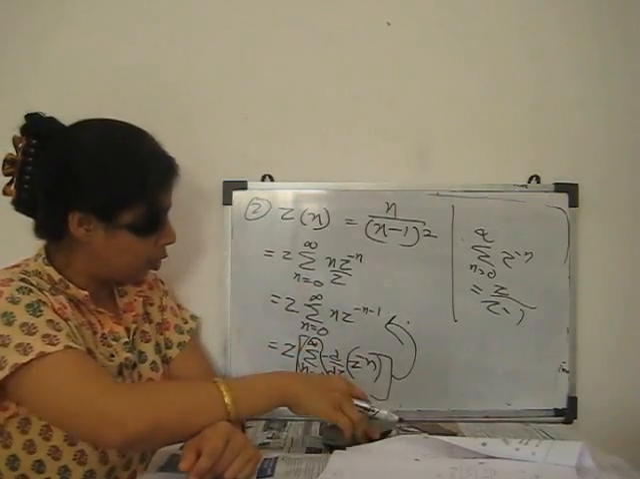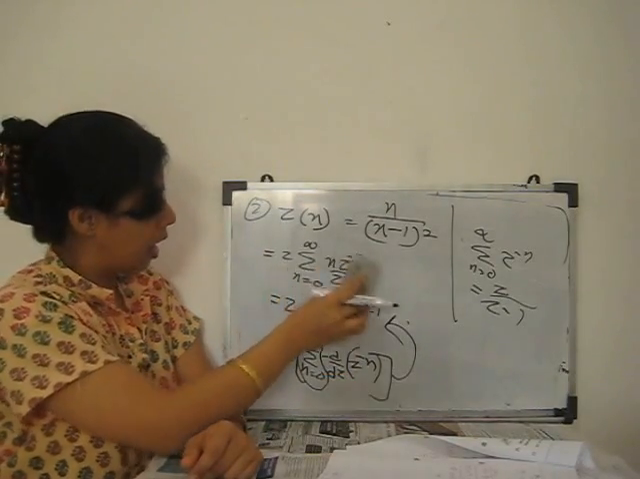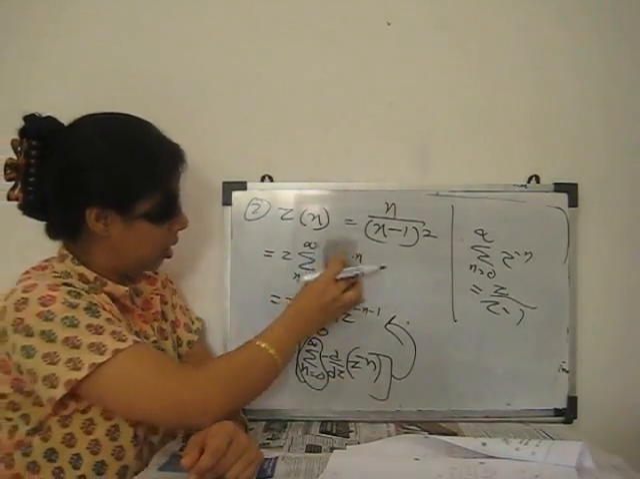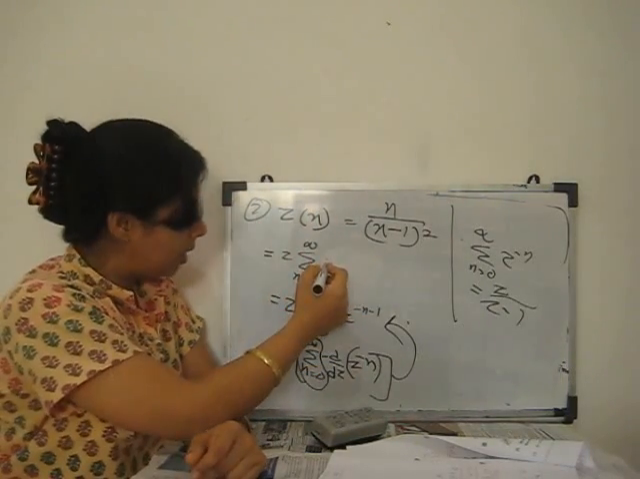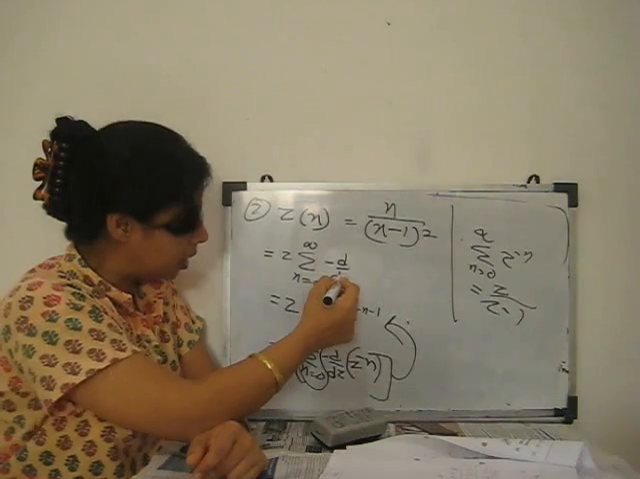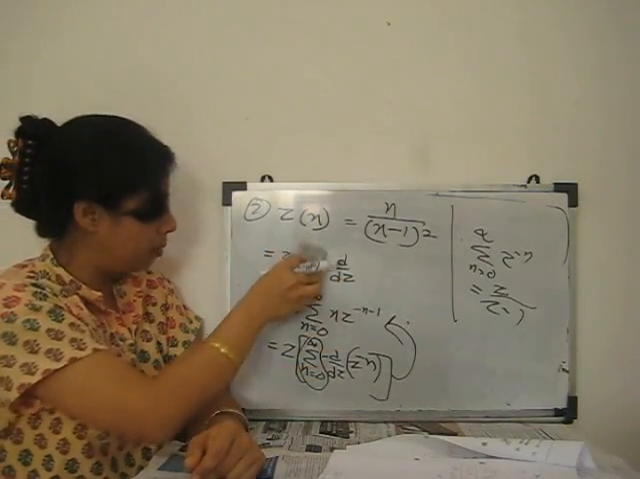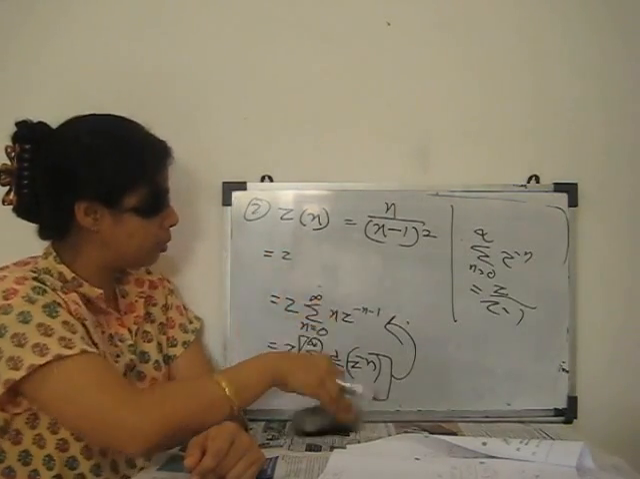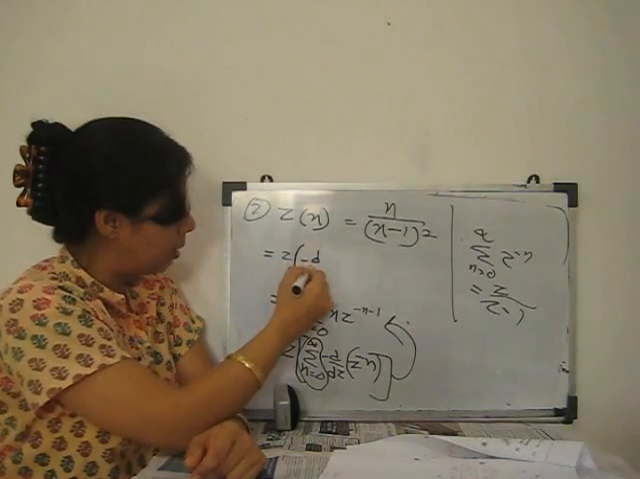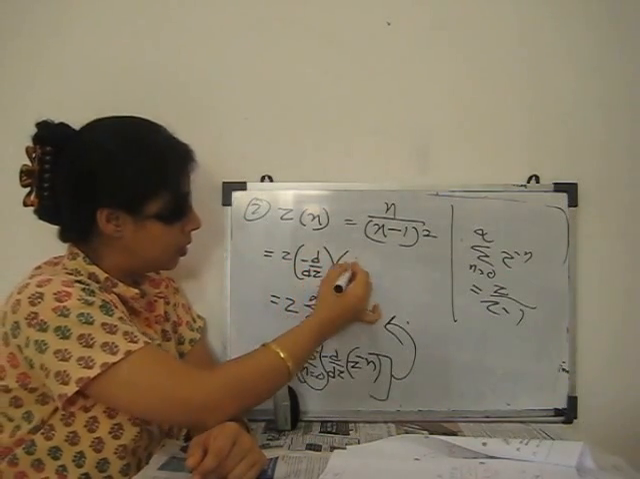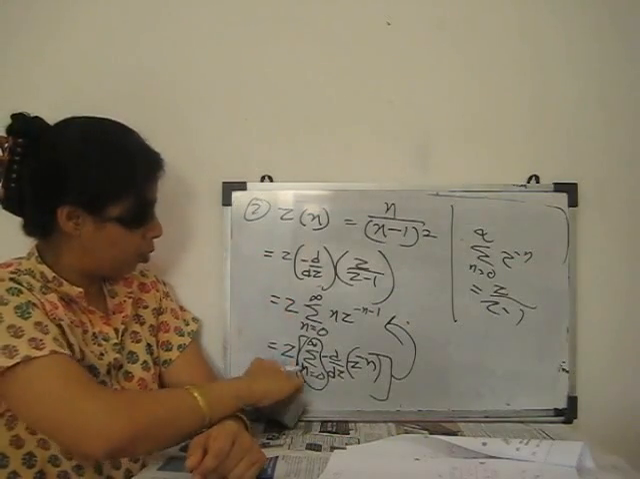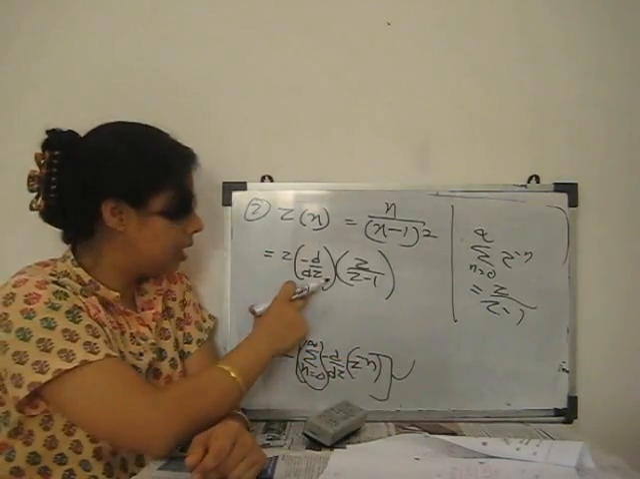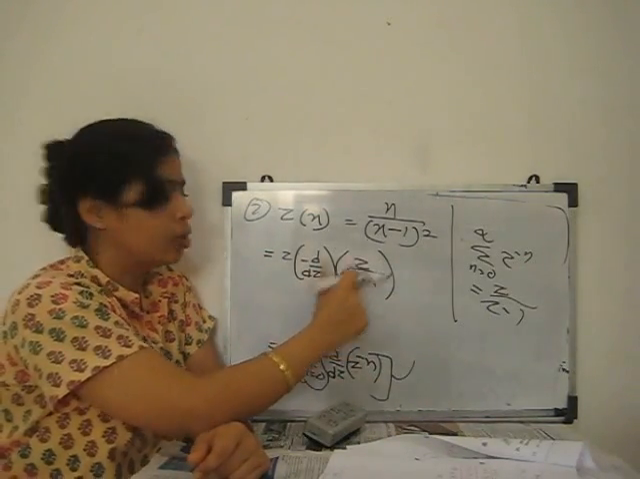When you substitute the value here, it becomes minus d by dz. The summation is already substituted. So, minus d by dz of z upon z minus 1. Now you have to differentiate this one time with respect to z.